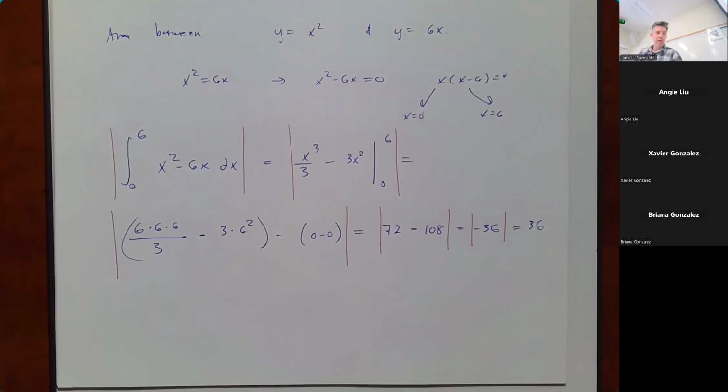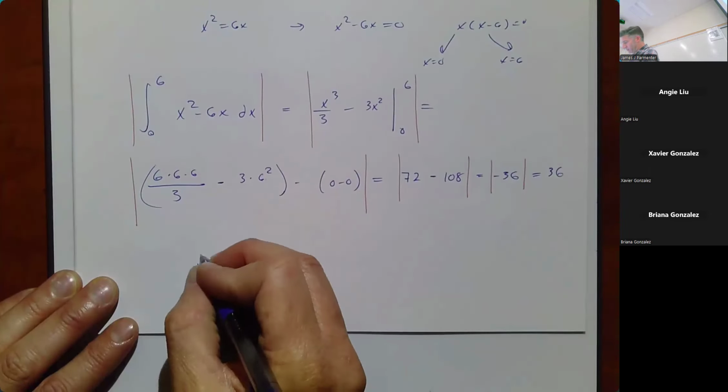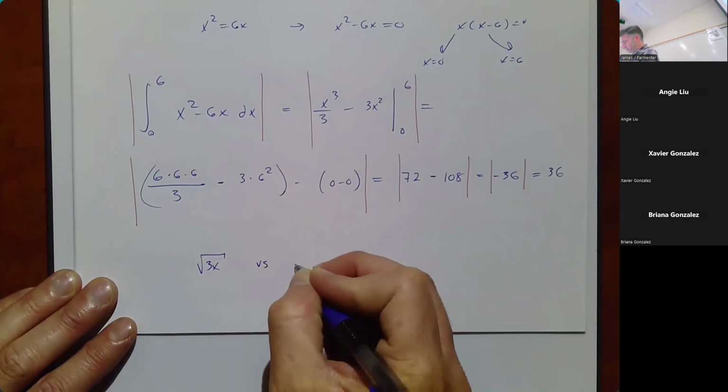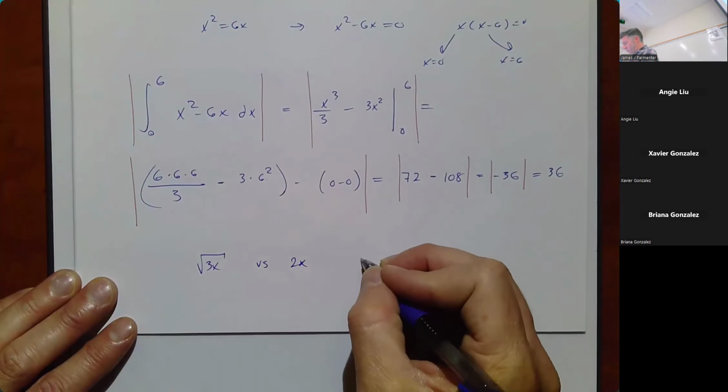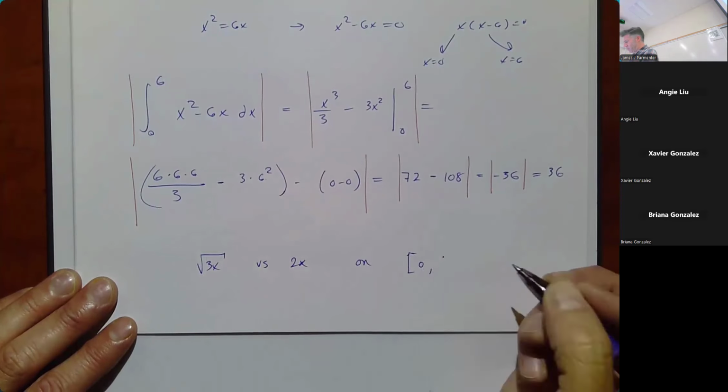Someone asked, oh, so the way someone got 1/3, I believe you're asking about the previous one where we were trying to figure out which function was bigger, the square root of 3x versus 2x, and we were between 0 and what was it, 3/4, I think.